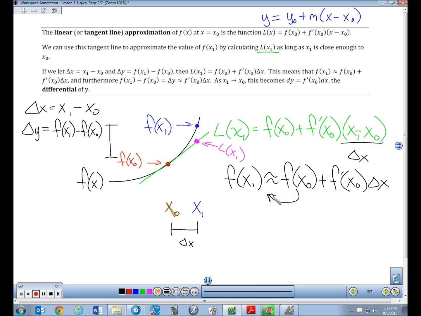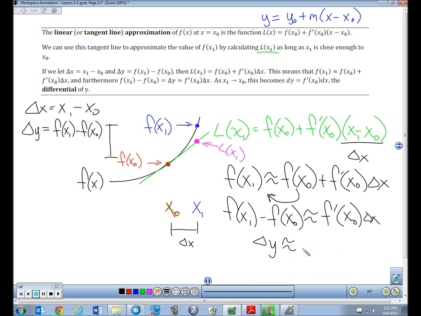And then I can move this to the left side and get f of x sub 1 minus f of x sub 0 is approximately the derivative at x sub 0 times delta x. And this difference here is just our delta y. Now, we talked about it before when we were mentioning the notation for derivatives, but if delta y and delta x get infinitely small, we write it as dy and dx. dy is the differential of y, and dx is the differential of x.